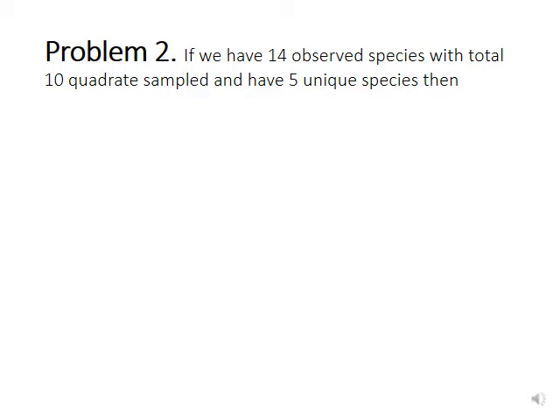Jackknife we are calculating here. The formula for jackknife is S bar is equal to S plus (N minus 1 divided by N) close bracket, then K. We know that S is the total number of species, K is the number of unique species which we have in the problem, and N is the number of quadrats sampled, and the data is over there: S, K and N.